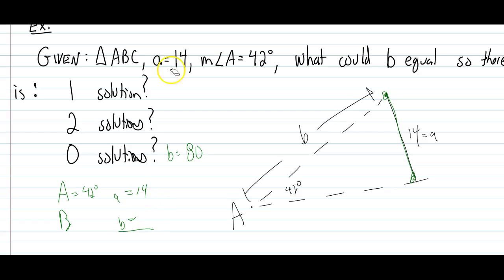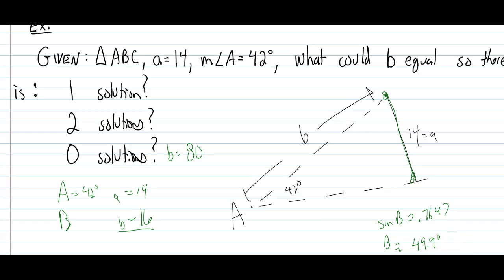Now let's look for another scenario. Let's look for a number that maybe is a little bit more reasonable, closer in length to 14, and say 16. So if we took 16 times the sine of 42, we cross multiply, divide that by 14, we get that the sine of angle B is about 0.7647. What we would do then is take the sine inverse of that answer, and we get the angle B is about 49.9 degrees. Now that gives us at least one solution.